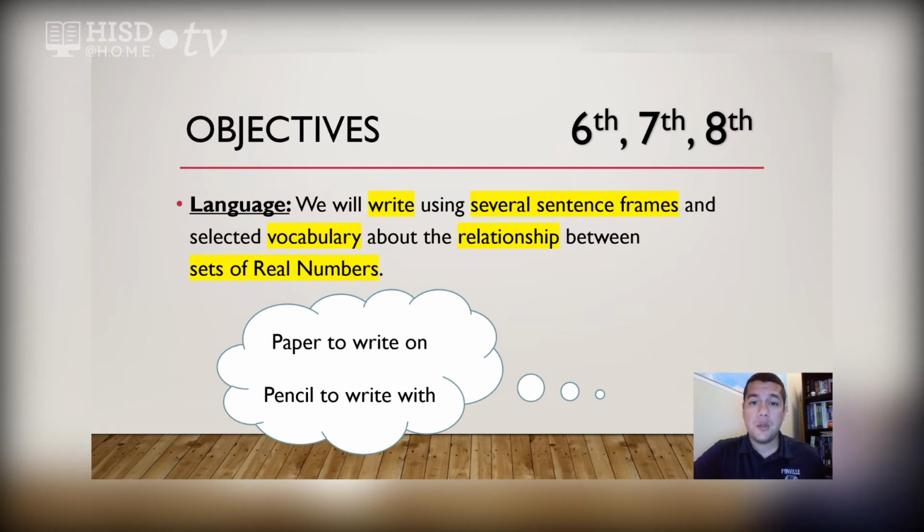The only materials that you will need today are a paper or a notebook or something to write on, and a pencil, pen, or marker or something to write with. I recommend using pencils so you can erase in case you make mistakes.